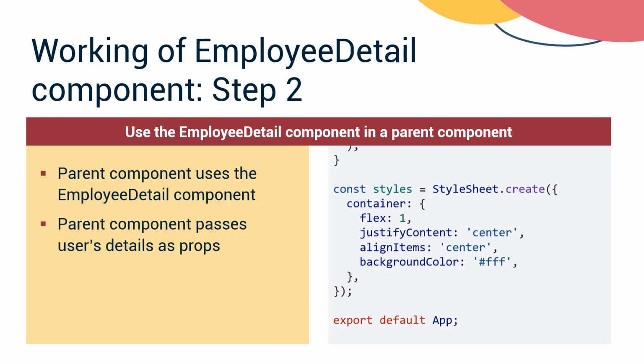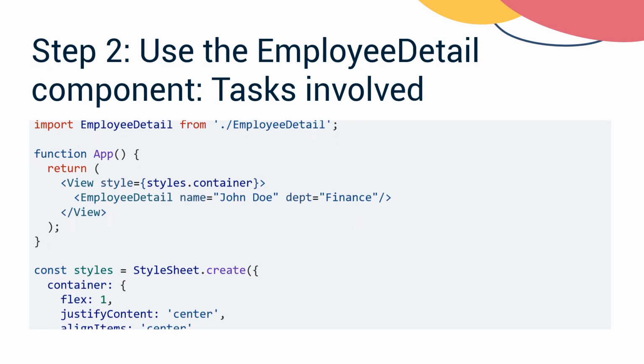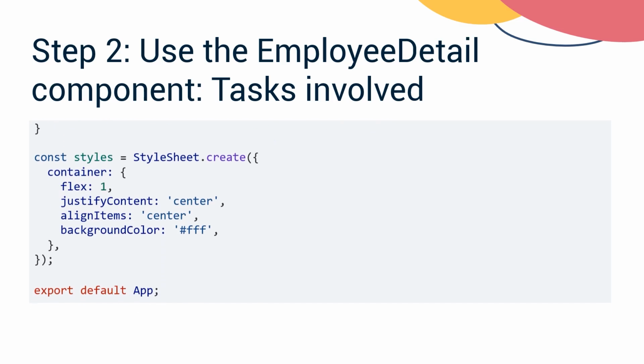Let's look at the tasks you need to perform to achieve this step. The first task involves creating the component. The app component is the main component that displays employee details, such as the employee's name and department. Next, the name and department props are transferred to employee detail with the values John Doe and finance. The last task is to render the employee detail component. The name and dep props are passed to the employee detail component and can be used when rendering the component. For example, the employee detail component uses these props to display the employee's name and department.